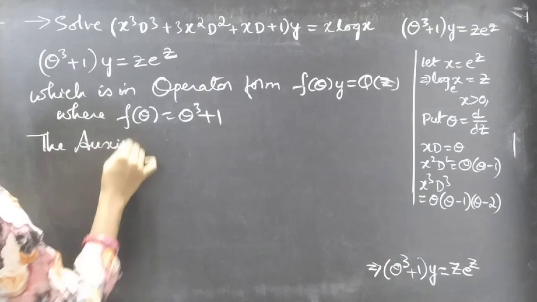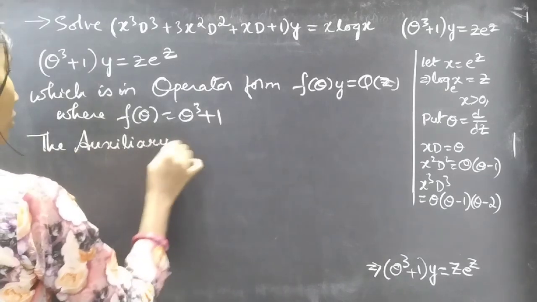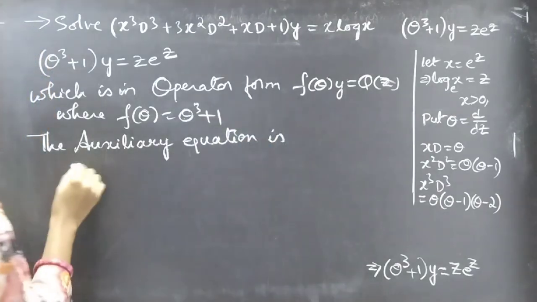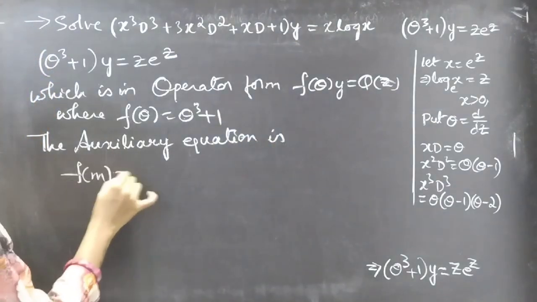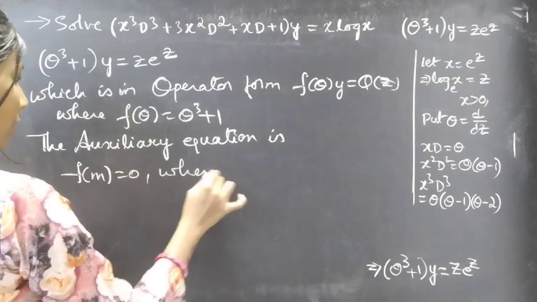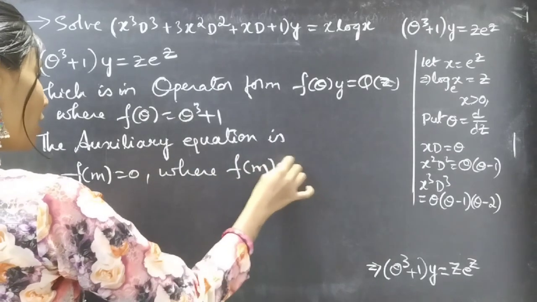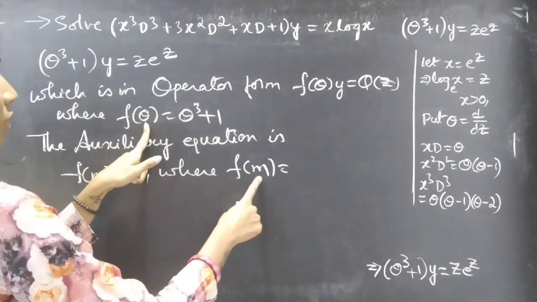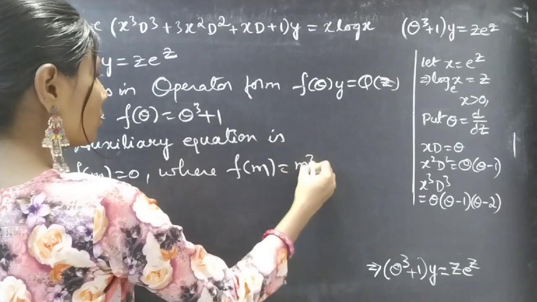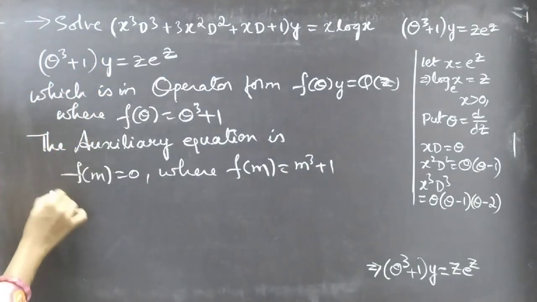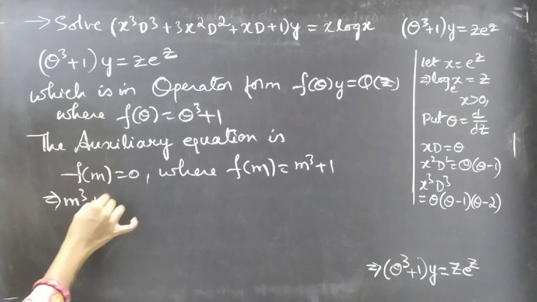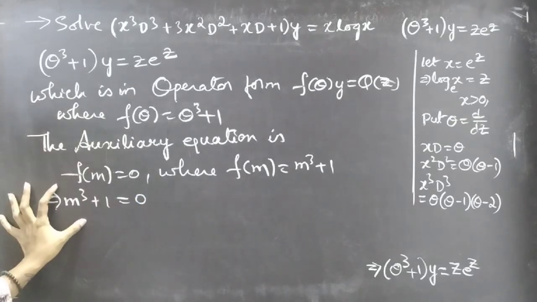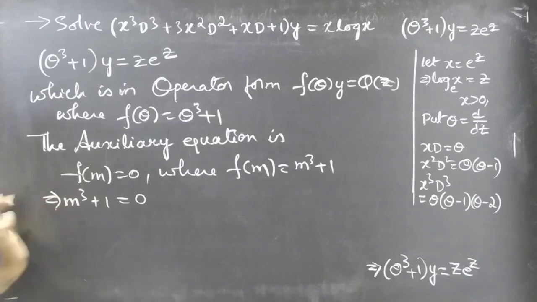Okay, now let's find yc using the auxiliary equation. The auxiliary equation is F of m equal to 0, where we have F of theta equal to theta cube plus 1. Let's replace the differential operator theta by m, so that we get F of m equal to m cube plus 1. Now our auxiliary equation becomes m cube plus 1 equal to 0. Now we'll find roots of this equation using the synthetic division method.